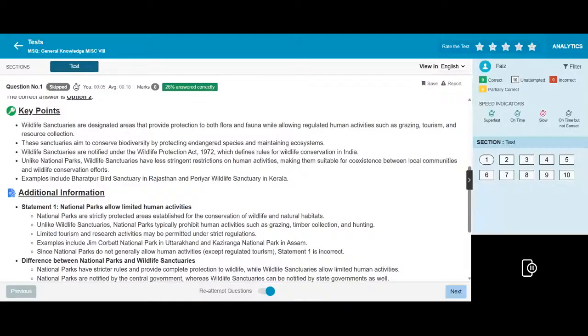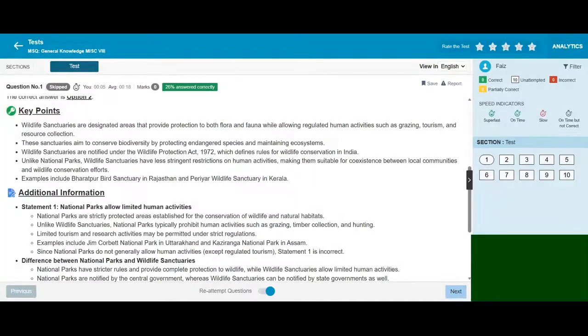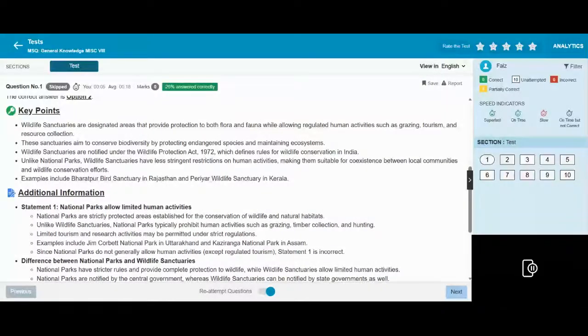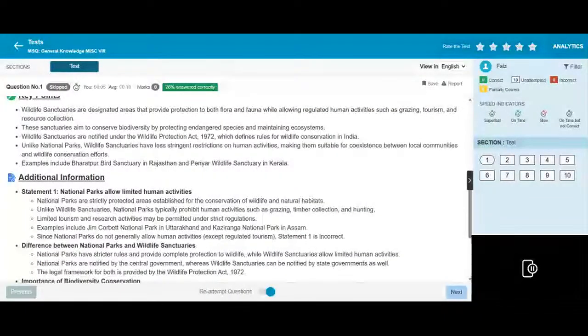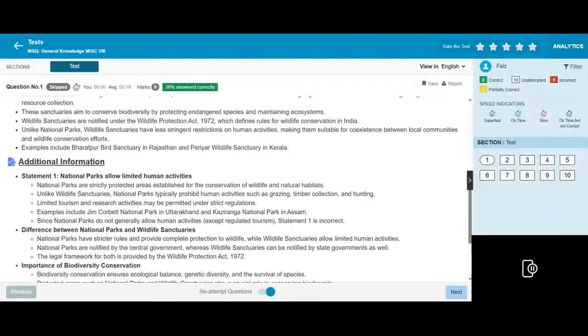This aims to conserve biodiversity by protecting indigenous species and maintaining the ecosystem. Wildlife sanctuaries are notified under the Wildlife Protection Act 1972, which defines rules for them. Unlike national parks, wildlife sanctuaries have less stringent restrictions on human activities, involving local communities and wildlife conservation efforts. Examples include sanctuaries in Rajasthan and Periyar Wildlife Sanctuary in Kerala.